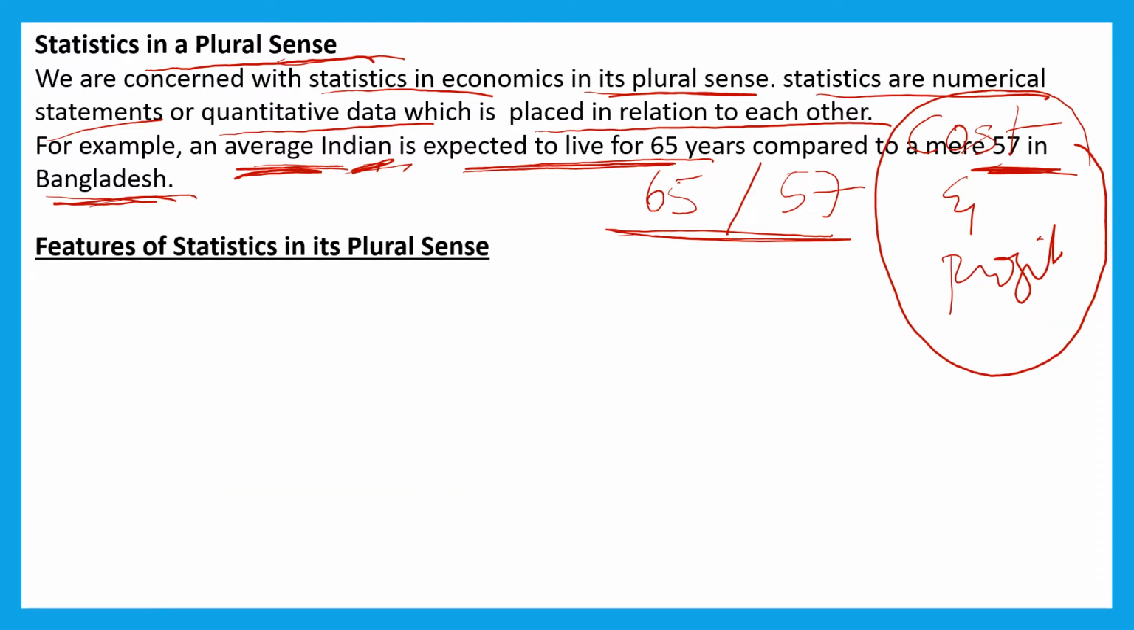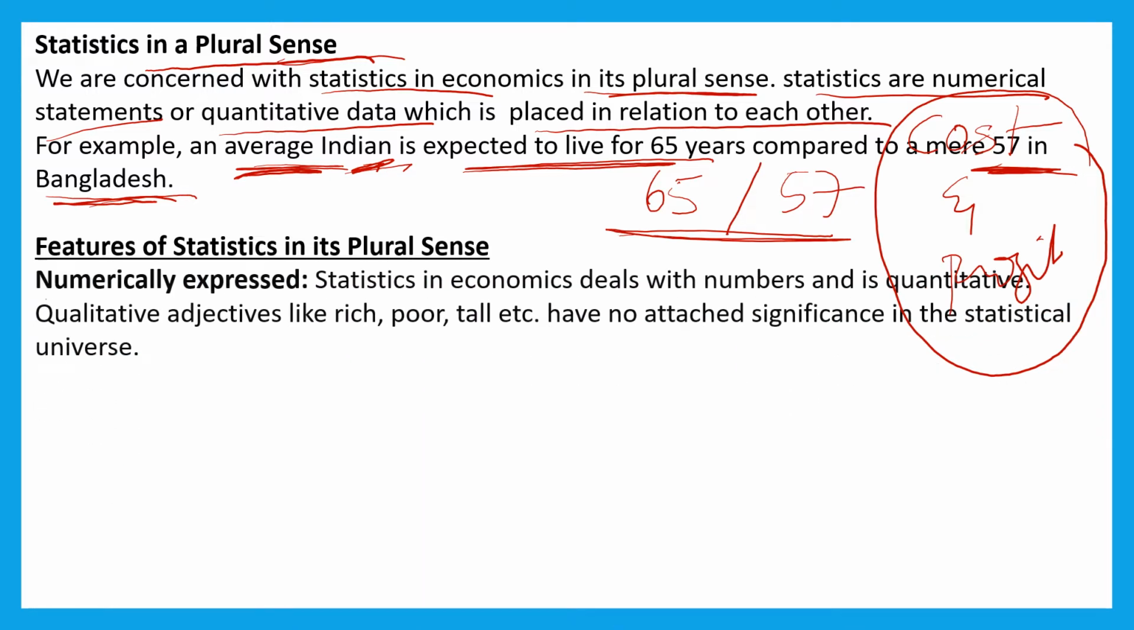Now let us discuss the features of statistics in a plural sense. The first one is numerically expressed. Any data, any economic facts, when expressed in terms of numbers or quantitatively, is considered statistics. If we use words like rich, poor, tall, smaller, bigger, greater than, less than, then it won't be considered statistics. Such words do not have any significance in statistics.